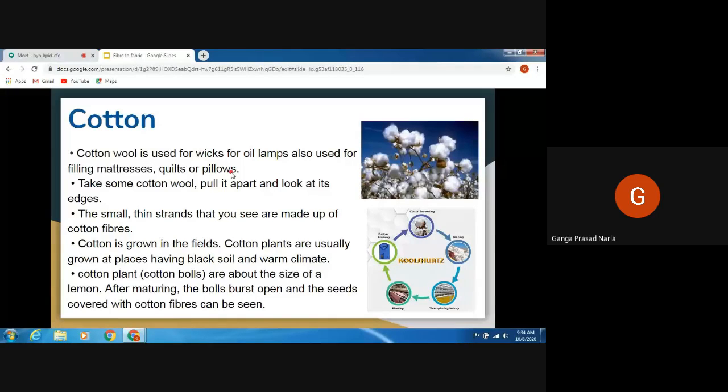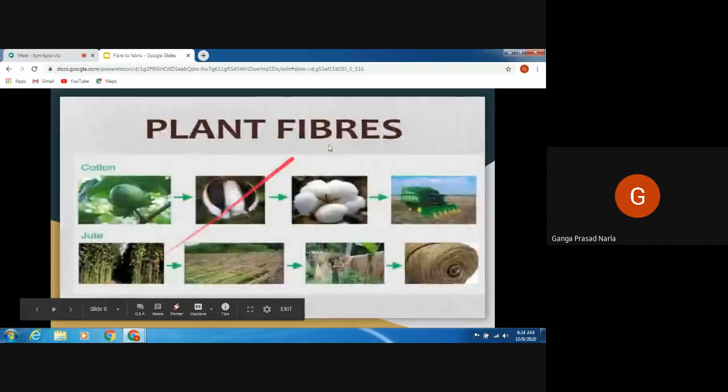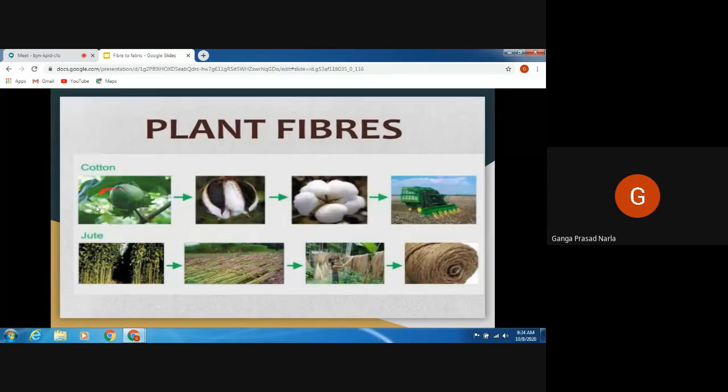Cotton fruits are about the size of a lemon. You already saw, right? The cotton ball looks like the size of a lemon. See, observe here, this is the cotton ball. Click on my presentation, everyone. It is a cotton ball, and it looks like a lemon.